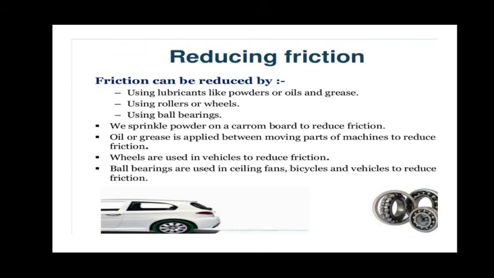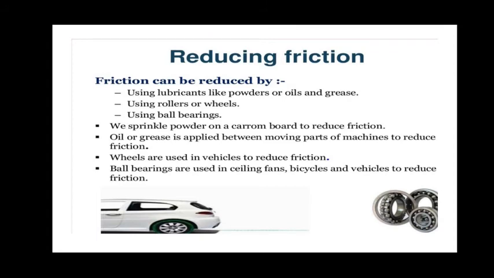Again, using rollers or wheels will also reduce friction. Using ball bearings, which are mainly used in ceiling fans, bicycles, etc., reduces friction. In automatic motors and all, ball bearings will be used. So these are some of the ways you can reduce friction.